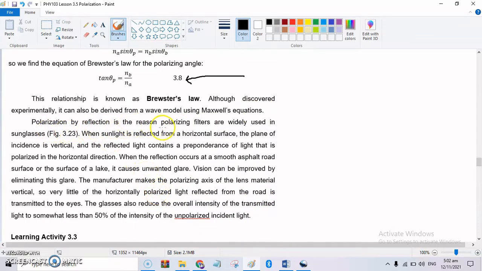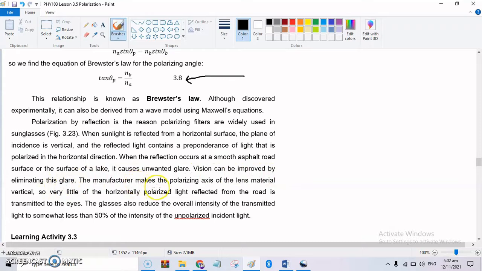Polarizing by reflection is the reason polarizing filters are widely used in sunglasses. When sunlight is reflected from a horizontal surface, the plane of incidence is vertical, and the reflected light contains a preponderance of light that is polarized in the horizontal direction. When the reflection occurs at the smooth asphalt road surface or the surface of a lake, it causes unwanted glare. So, vision can be improved by eliminating this glare.